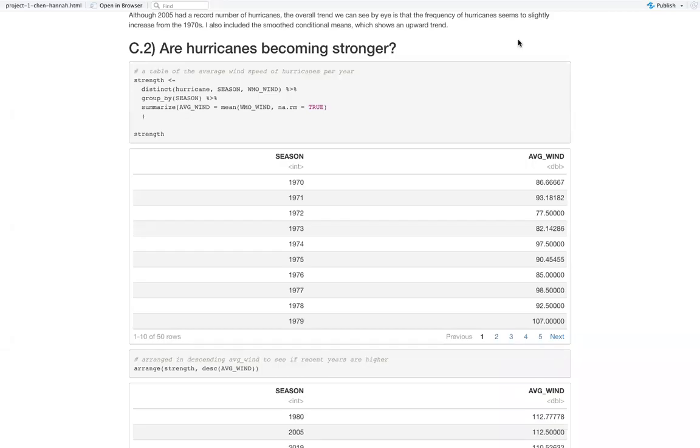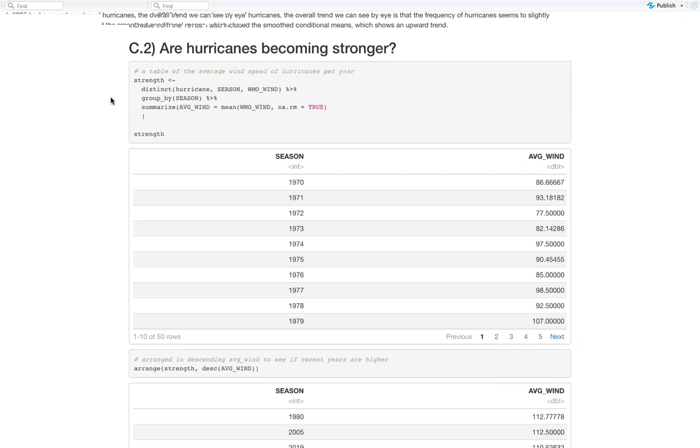Hello, so I'll be explaining parts C2 and C3 of this project. So for C2, are hurricanes becoming stronger? I've already created the data frame hurricane, which according to definition have wind speeds greater than 64 knots, and then is within the time frame that we want, which is 1970 to 2019.